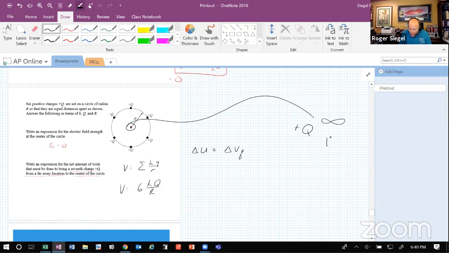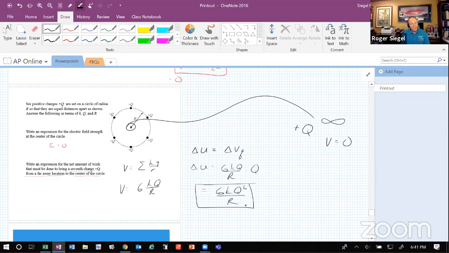What is the potential at infinity? It's 0. That is the definition, that conventionally, at infinity, the potential is 0. But here in the middle, the potential is 6KQ over R. So what is delta U? Well, that's going to be delta V, 6KQ over R, times Q, which is again Q. And so we get 6KQ squared over R.